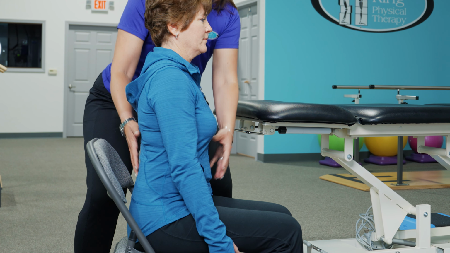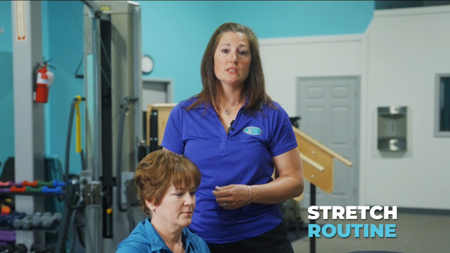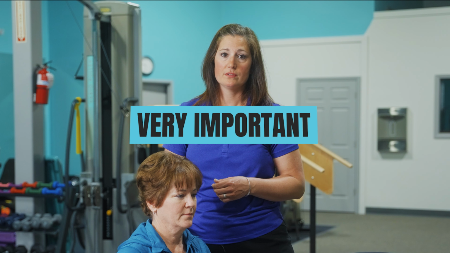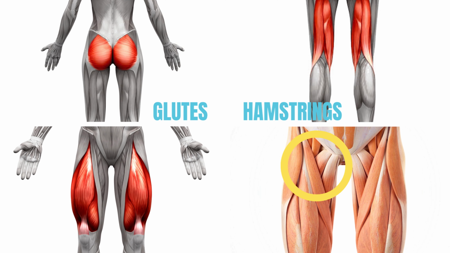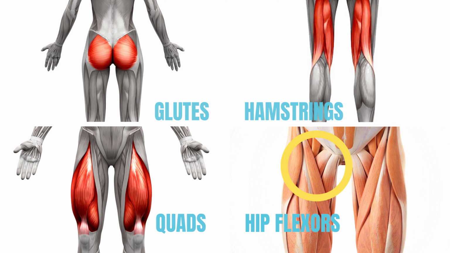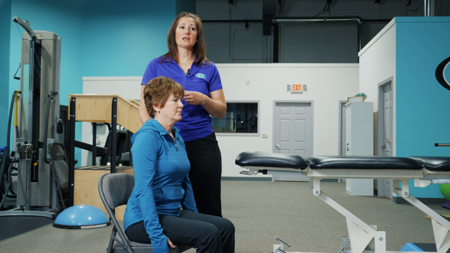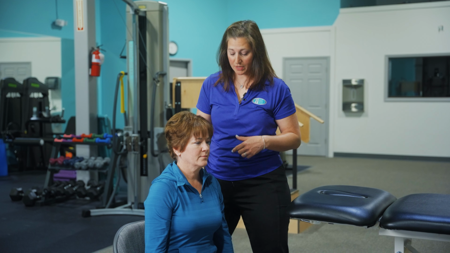From here, building on that, let's start with some gentle stretching to alleviate the tension in your back by maintaining the flexibility in the hips. That's very important for your back health. We're going to learn some stretches to release our glutes, our hamstrings, our quads, and our hip flexors. But first and foremost, we need to protect the spine. So let's go back to that pelvic tilt.